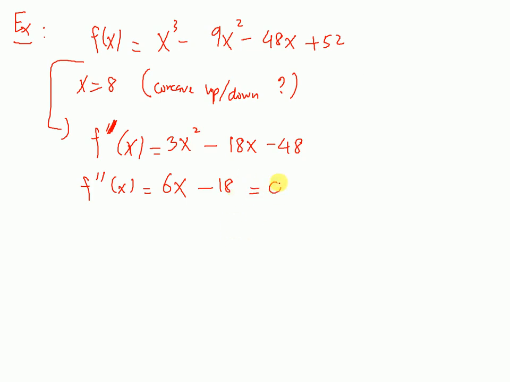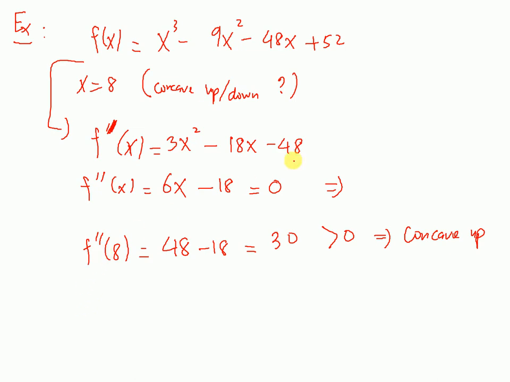Now set this equal to 0. This is actually the same function we talked about earlier. Actually, I don't have to do that because they already give us the point to test. So I just plug in directly. If I plug x equals 8 into this function, 6 times 8 is 48, minus 18, that gives me 30. Because this is positive, I should have concave up.